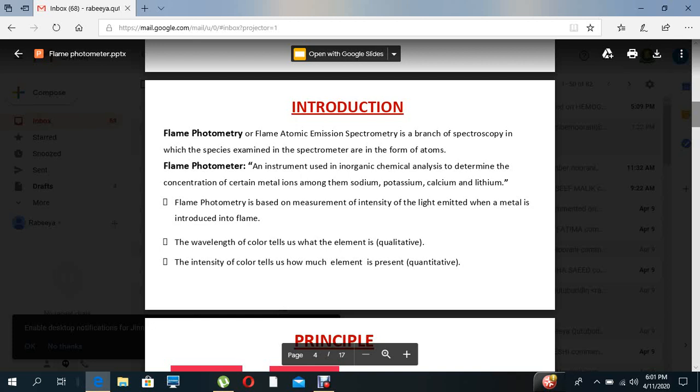Flame photometry is based on measurement of the intensity of the light emitted when a metal is introduced into a flame. The wavelength of the color tells us what the element is, and thus it is a qualitative test, and the intensity of the color tells us how much of the element is present. Thus it is a quantitative test.